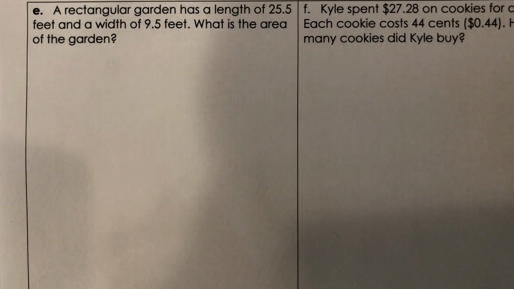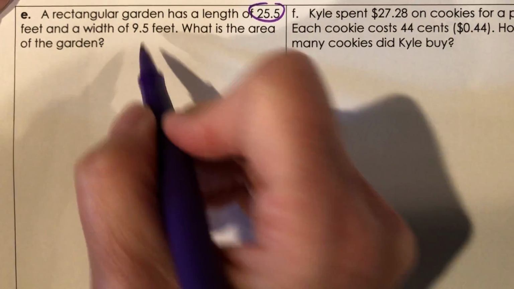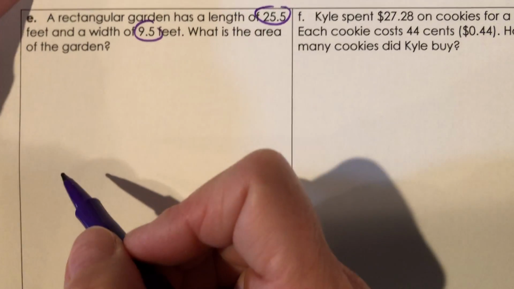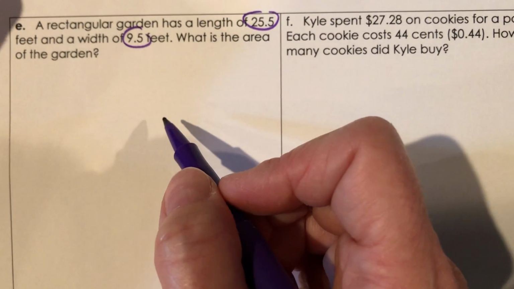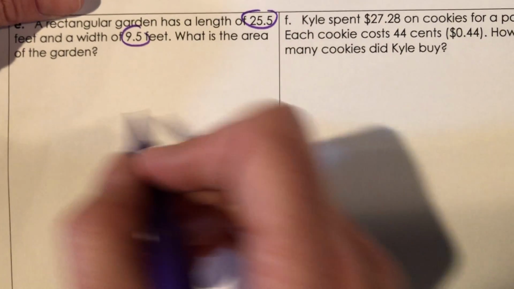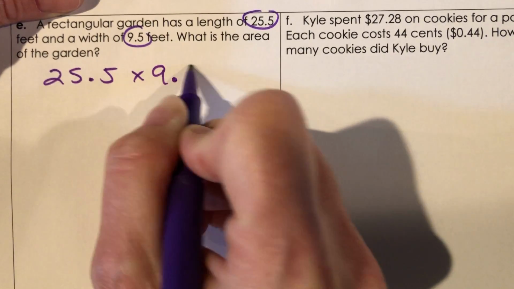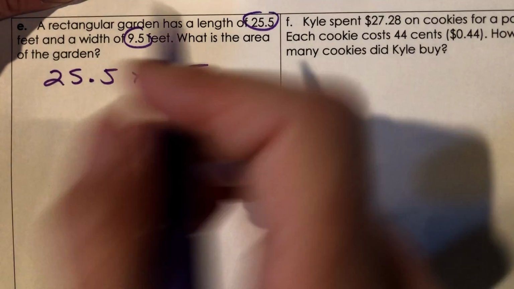Okay, a rectangular garden has a length of 25.5 feet and a width of 9.5 feet. What is the area of the garden? Well, we know to find the area of a rectangle, we do length times width. So we need to solve 25.5 times 9.5, right?